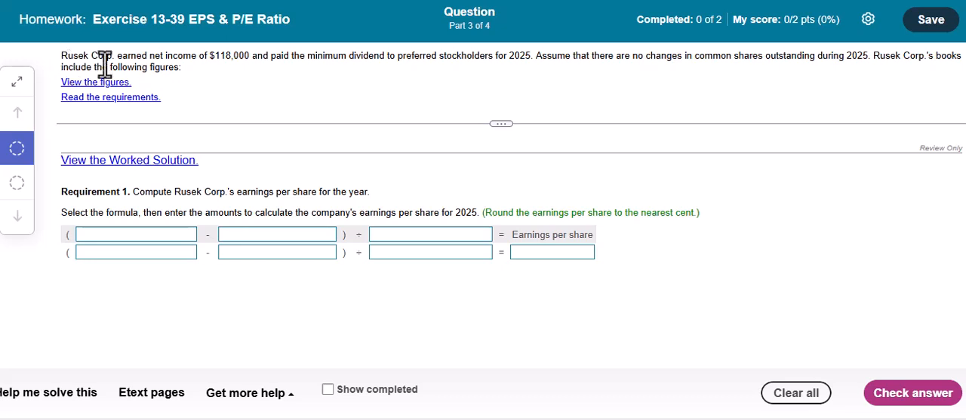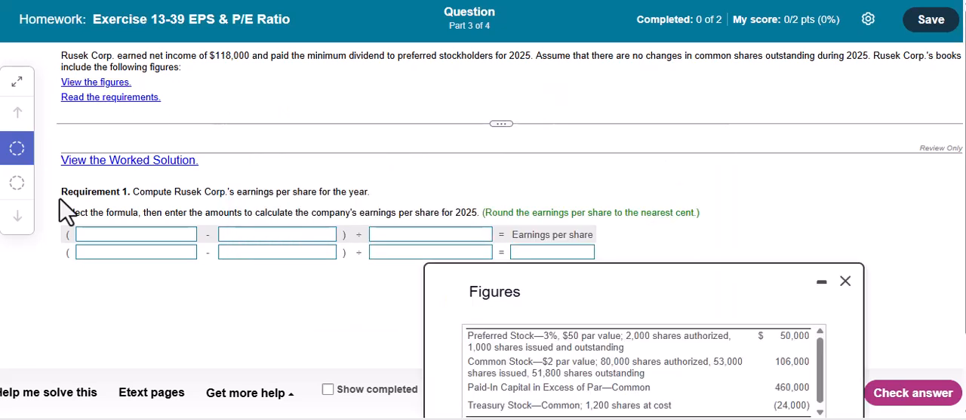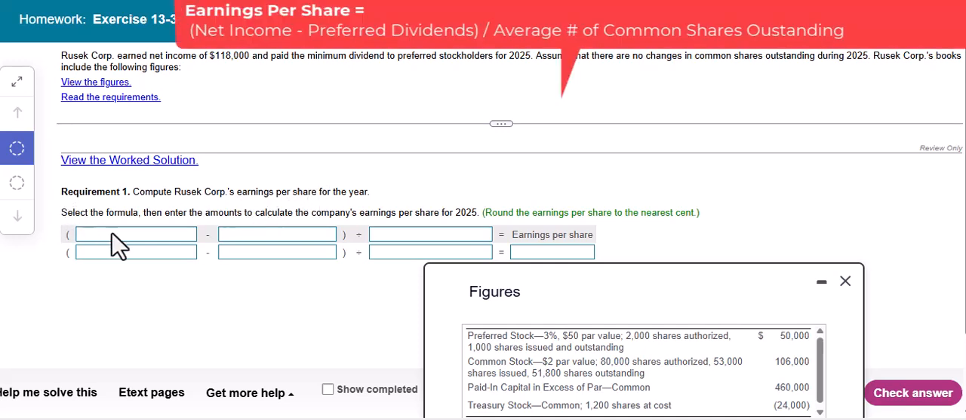Russet Corp earned net income of $118,000 and paid the minimum dividend to preferred stockholders for 2025. Assume that there are no changes in common shares outstanding during 2025. Russet Corp's books include the following figures. So I can take a look here. For requirement 1, compute Russet Corp's earnings per share for the year. Select the formula, then enter the amounts to calculate the company's earnings per share for 2025. Round the earnings per share to the nearest cent.